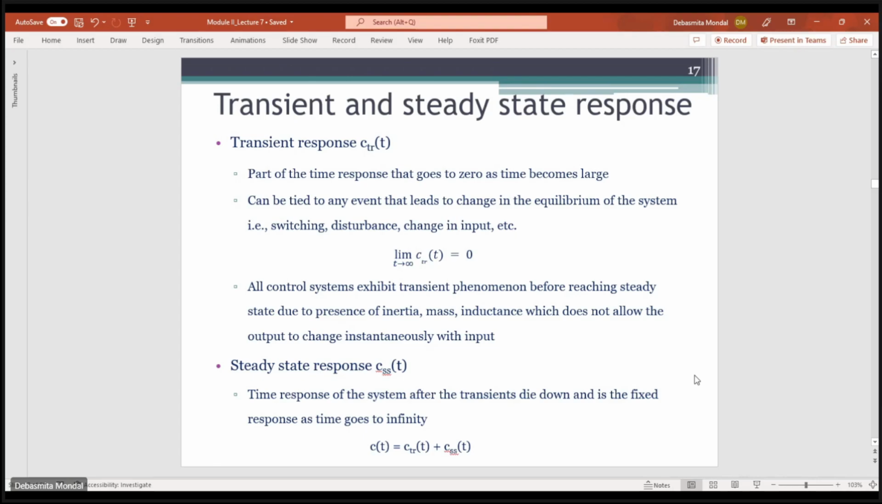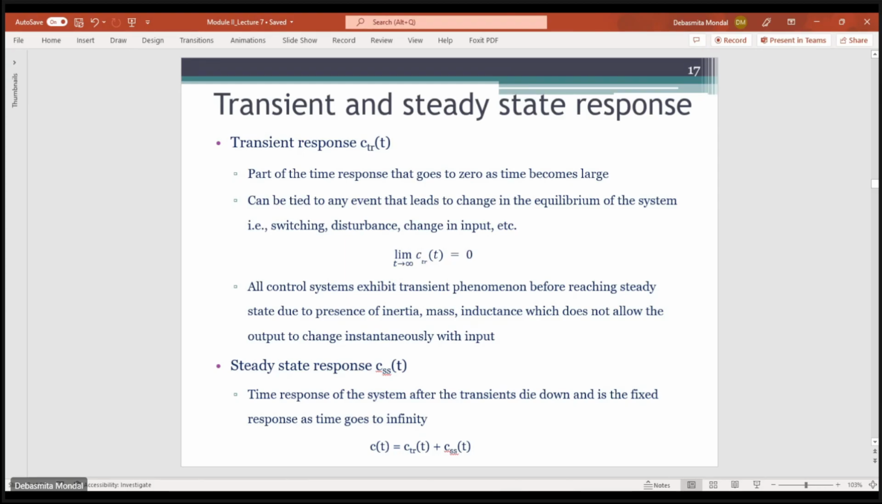And the property of the transient response is that as time becomes infinity, the value of the transient response becomes equal to zero. So you can write mathematically that the limit as t tends to infinity of the transient response, given by C_TR(t), will be equal to 0.